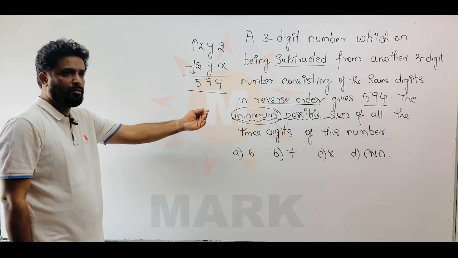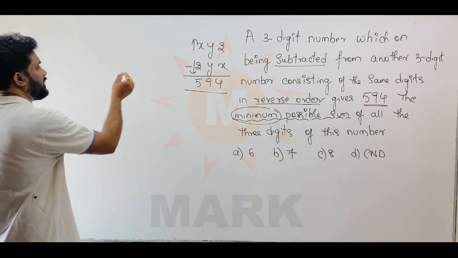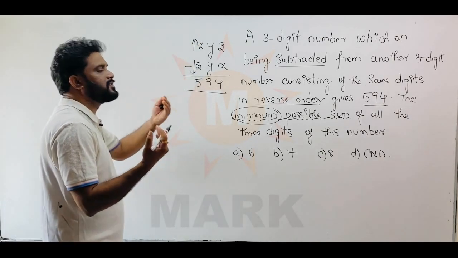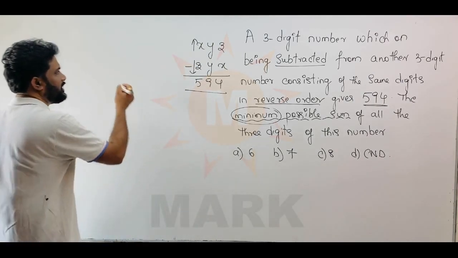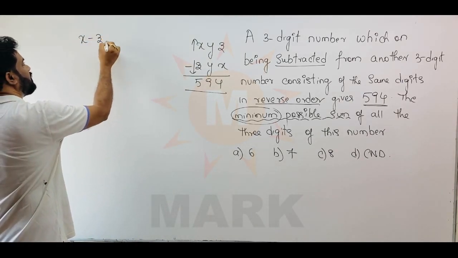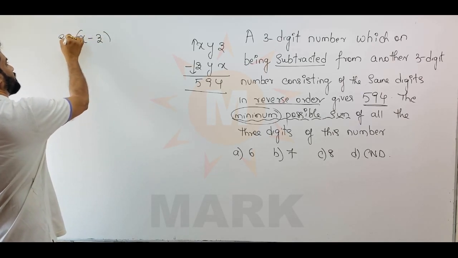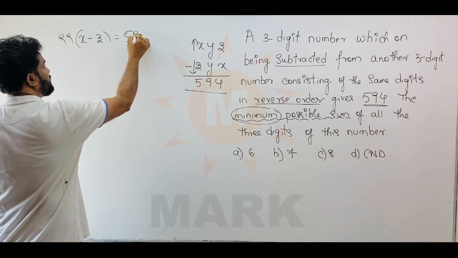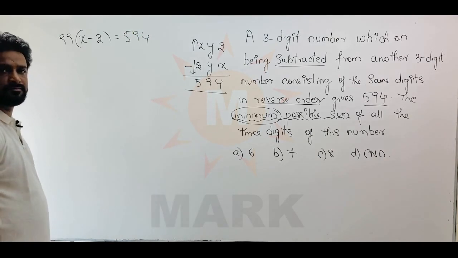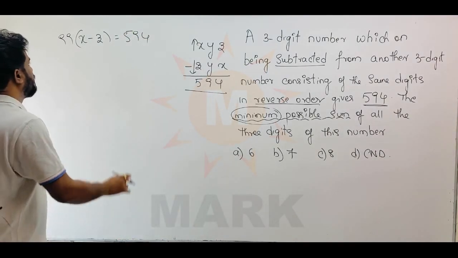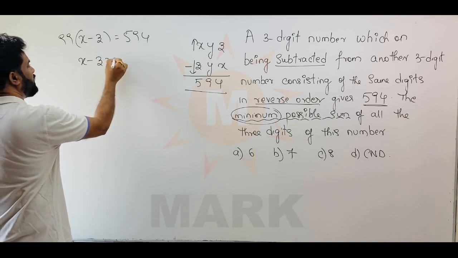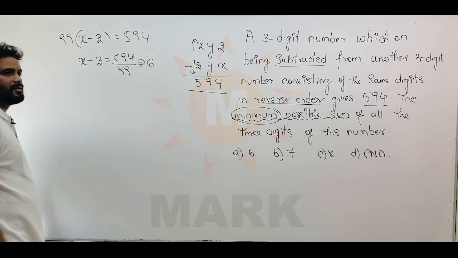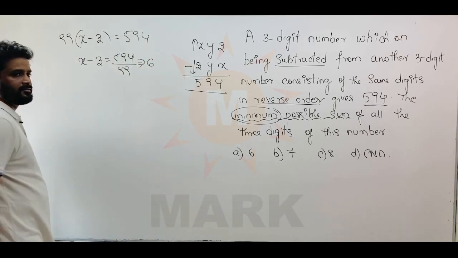We already learned about this in the previous videos. This difference is always divisible by 99, which means it is always divisible by 11 and also 9. So in a nutshell, the difference, that 594, is always divisible by 99. That means X minus Z should be equal to 594 divided by 99, which is 6. So X minus Z should be equal to 6.